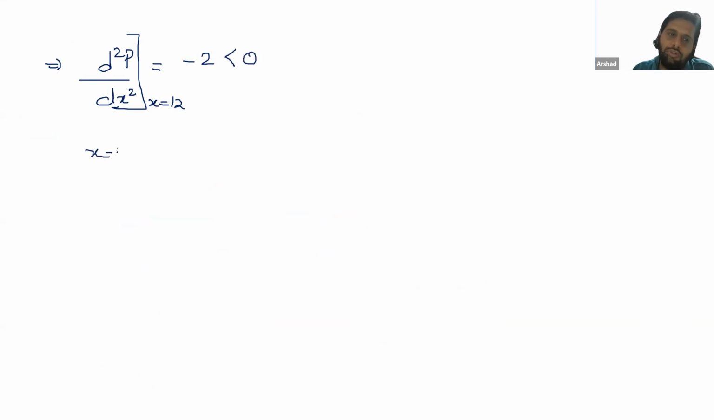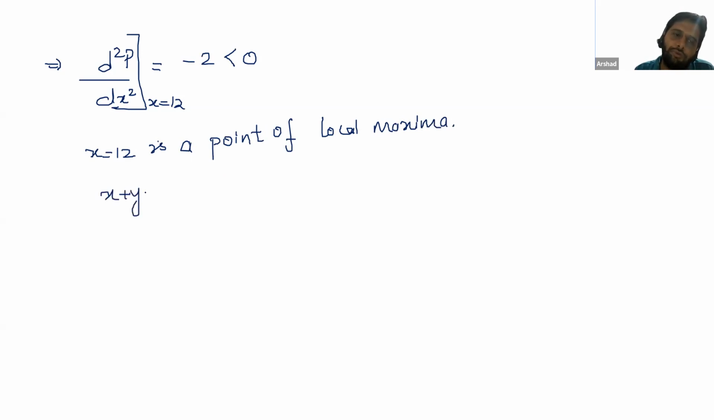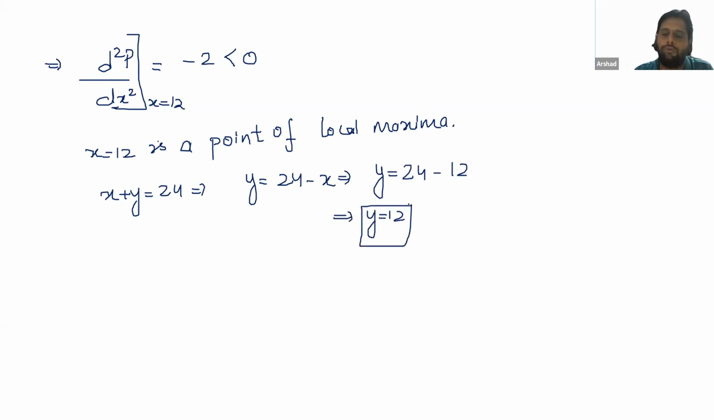So x is equal to 12 is a point of, observe. Can you tell me x is equal to 12 is a point of what? So local maximum. Local maxima. Very good. It's a point of local maxima. Now x plus y is equal to 24. So y is equal to what? 24 minus x. So put this value, y is equal to 24 minus 12. So you will get what? Y is equal to 12.